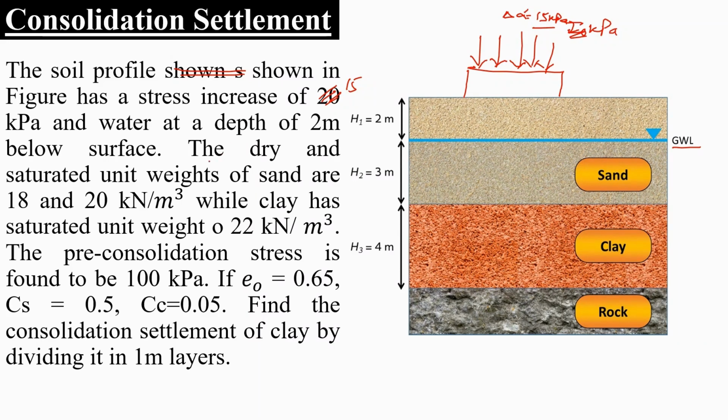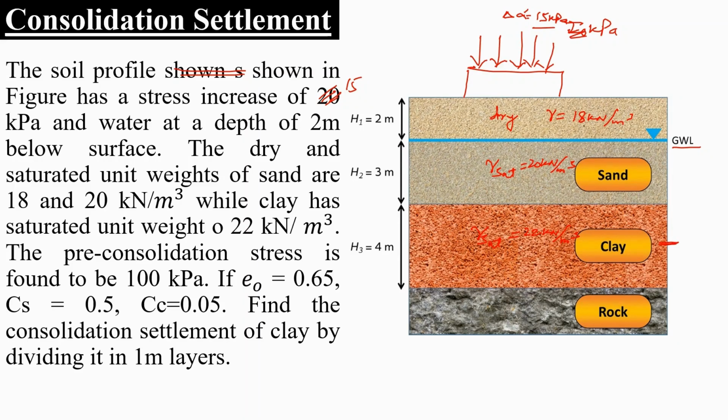The dry and saturated unit weights of sand: this sand is dry, and its unit weight is 18 kilonewton per meter cube, and this sand is wet, its saturated unit weight is equal to 20 kilonewton per meter cube. While clay has a saturated unit weight, this is clay, and its saturated unit weight is equal to 22 kilonewton per meter cube.